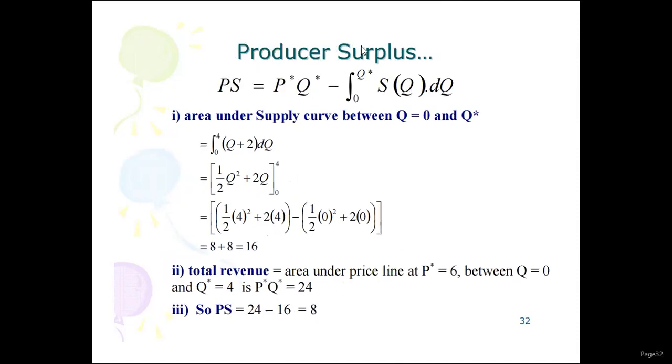Similarly, producer surplus will use a similar formula to the previous examples I have solved on the board. So the area under the supply curve is the integral from 0 to quantity 4 of the supply function with respect to Q. We get 16 after integrating. Total revenue will be PQ equals 24. So producer surplus will be what? 24 minus 16 from the graph. So we easily get 8.